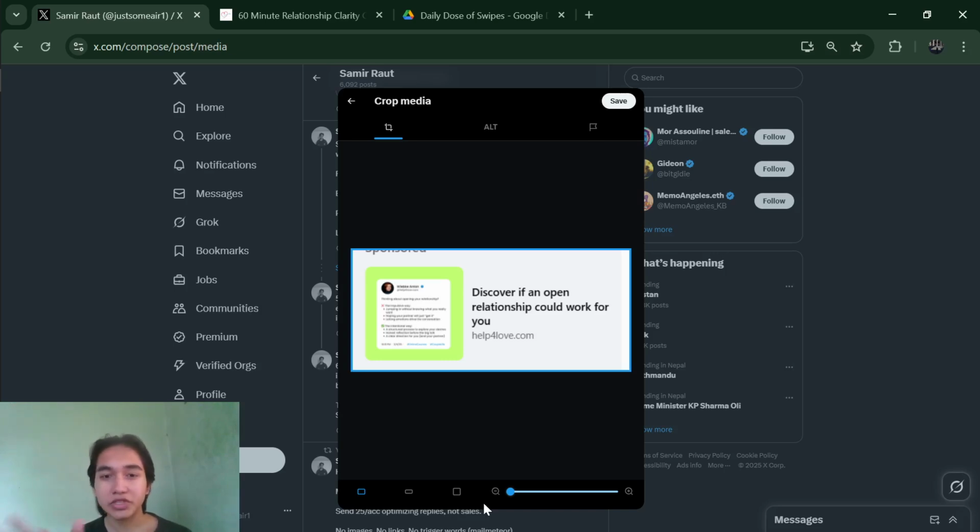Like, discover if an open relationship could work for you. It's not saying you should do it. No, discover if it works for you, right? It speaks to that emotion, but it does not make it obvious. I don't know how else to say this, it's intriguing. Like, should you do an open relationship, right? It hooks people. That's what I'm saying. If you're a man or woman who's open to dating, it hooks you. Does it not?